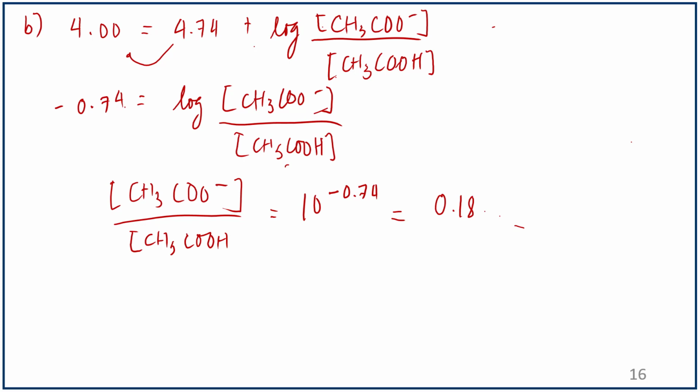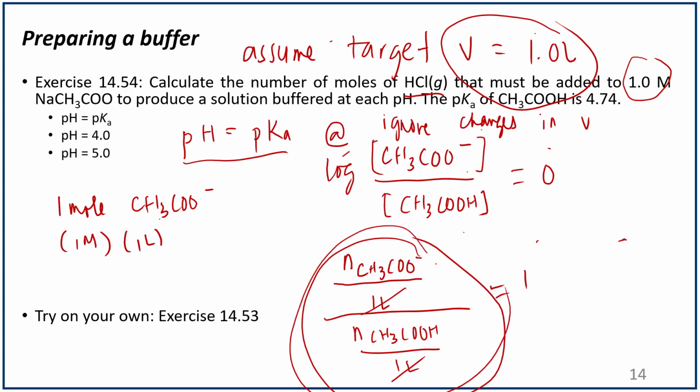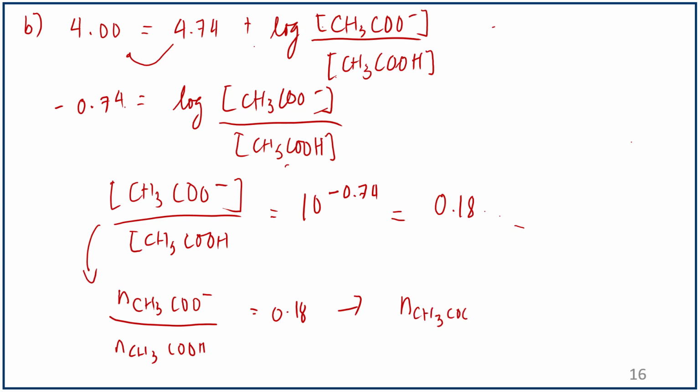Now from here, remember that we can re-express this based on our arguments earlier. I don't want to rewrite it anymore, but we can express this as number of moles divided by number of moles. So this should be the ratio of the number of moles of sodium acetate divided by the number of moles of acetic acid, which should be equal to 0.18. So the ratio of sodium acetate to acetic acid should be 0.18, or the number of moles of sodium acetate should be 18 hundredths of the moles of acetic acid.